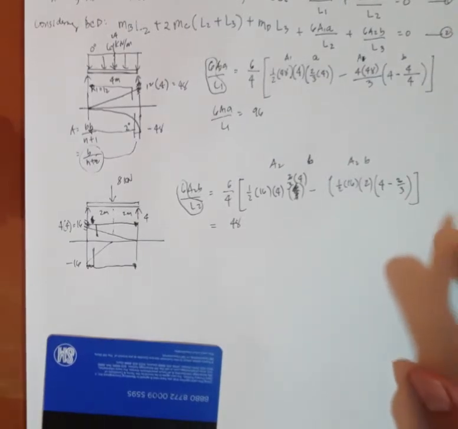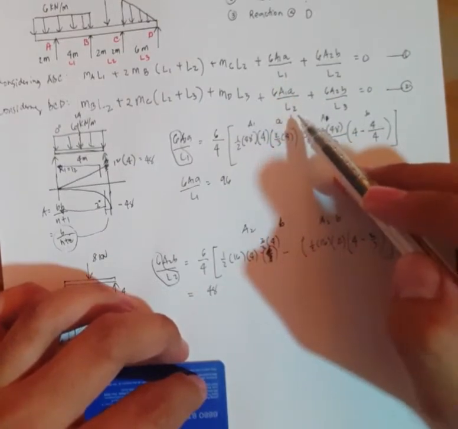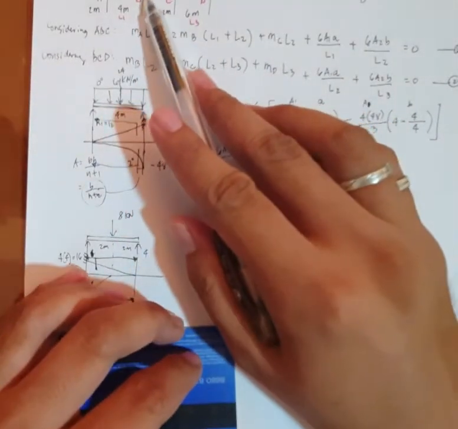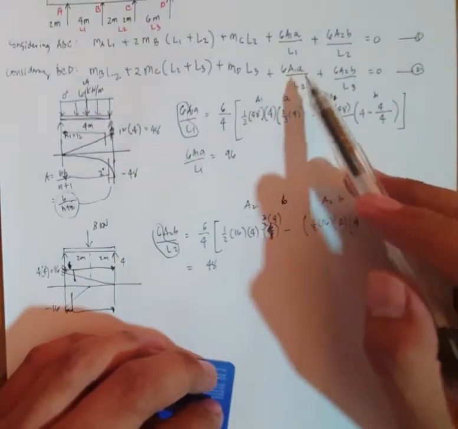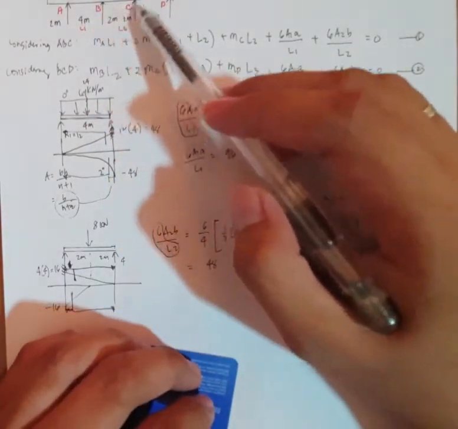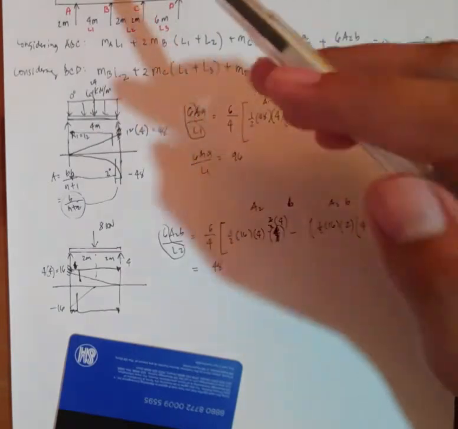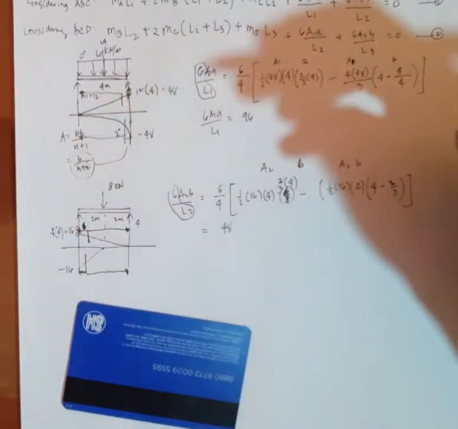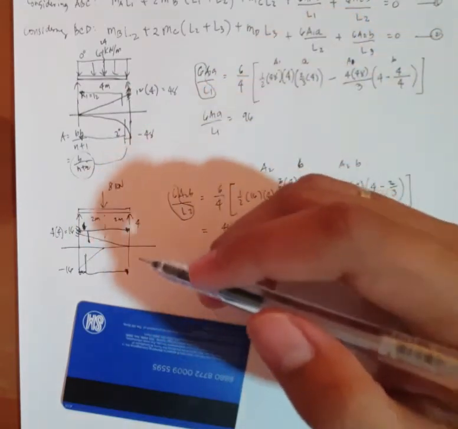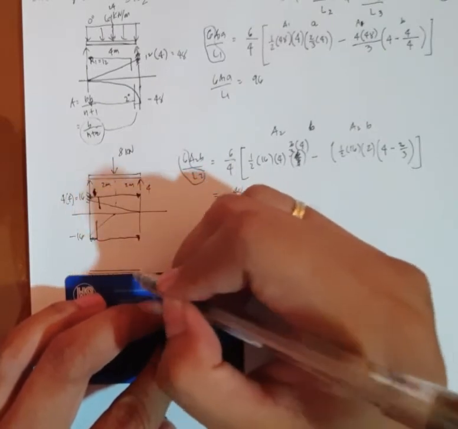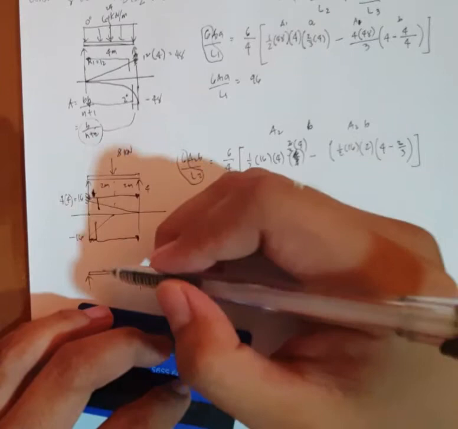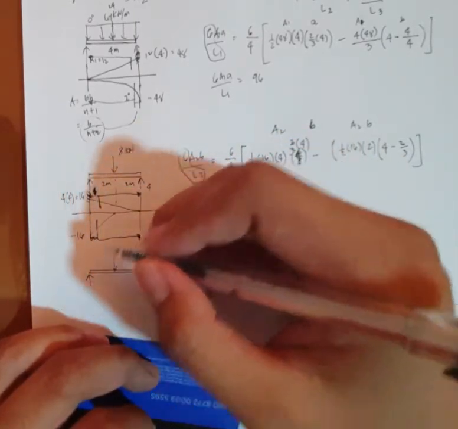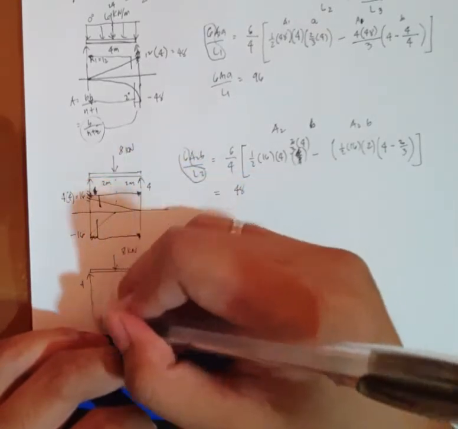Now let us solve 6A1A over L2 for this equation. It is expected that if we get 6A1A over L2 for this one, it is equal to the other. Okay, let us just test it. This is 4 meters and 4 meters.